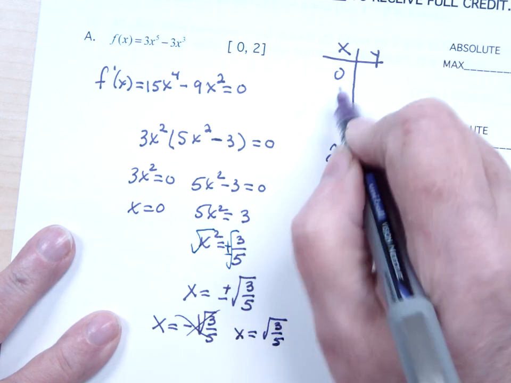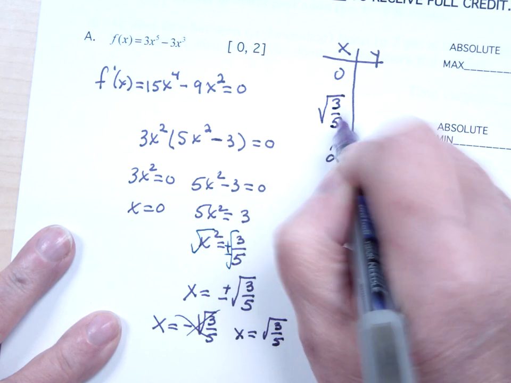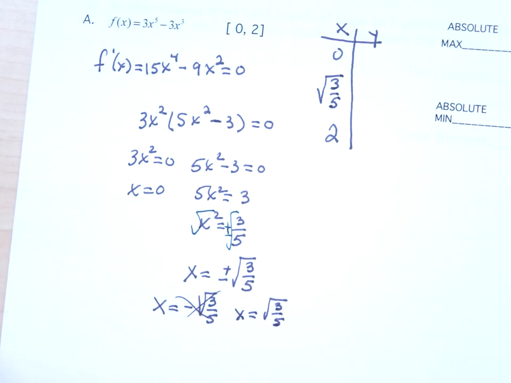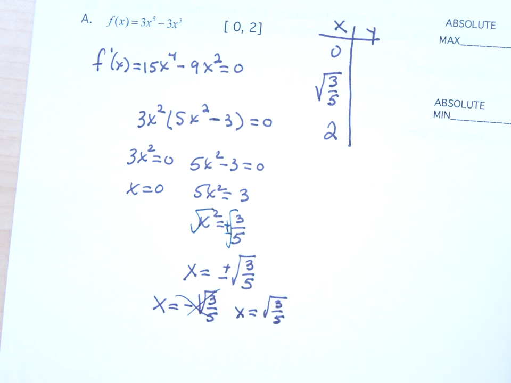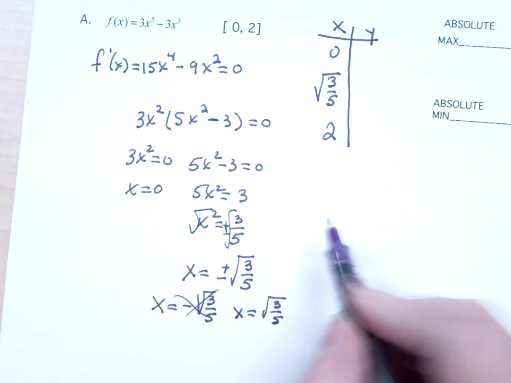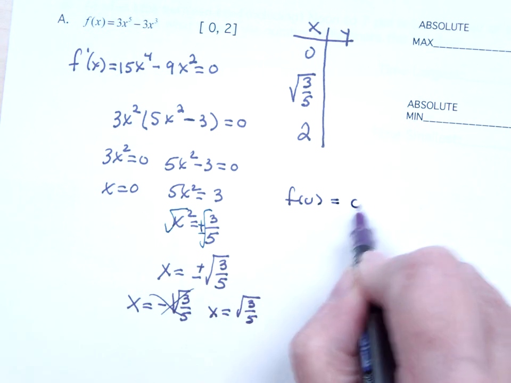I don't know what the square root of 3/5 is. I can leave it as the square root of 3/5, or I could change it to a decimal. And I didn't dig out my calculator. If I did, it's buried under paper. So I'm going to pull out my phone, and then I've got my graphing calculator up. So now I start doing the calculation. I want to know what f of 0 is. That's easy. That's just 0.